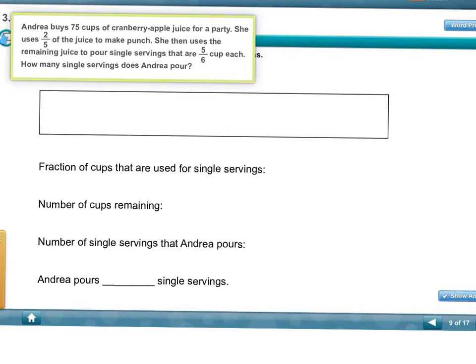Now we have a lot of juice. 75 cups of cran apple juice for a party. She uses 2/5 of the juice to make the punch. Okay, so I have a picture here. This is showing all of the juice. 2/5 of it are for punch. And the rest of it is for single serve. So what fraction of the cups are being used for single serve? 3/5.